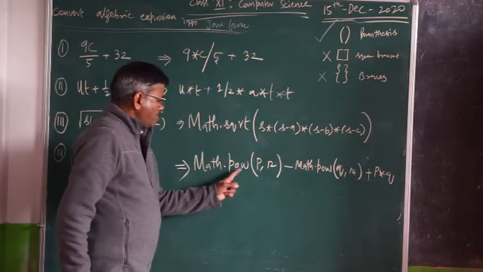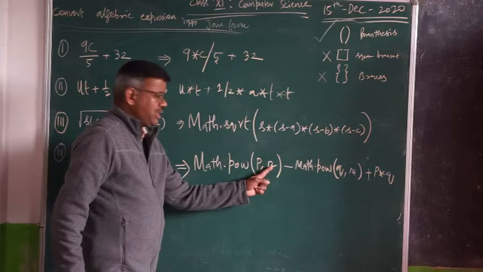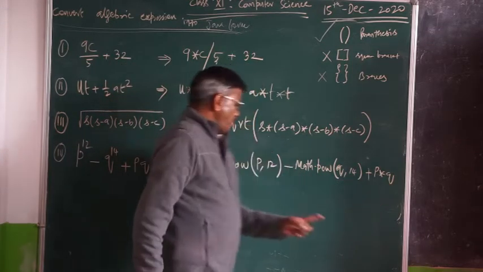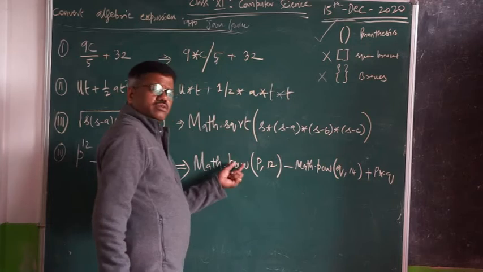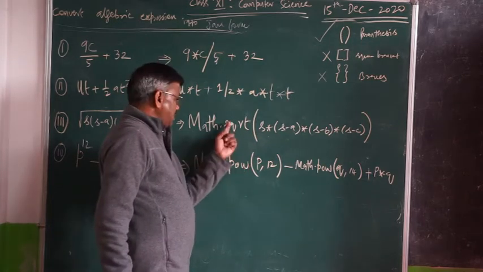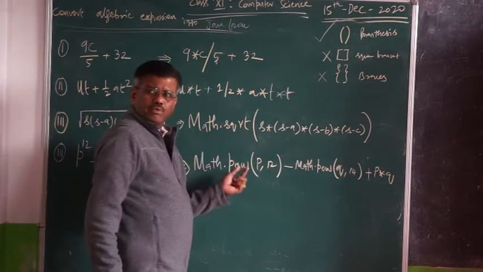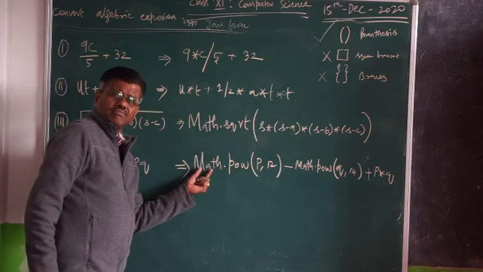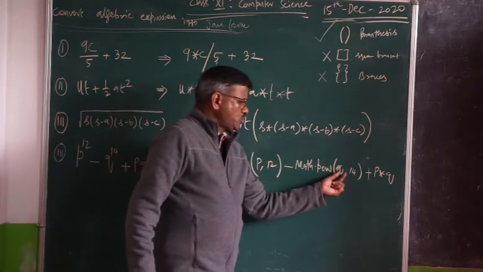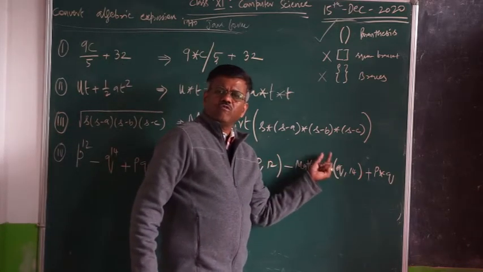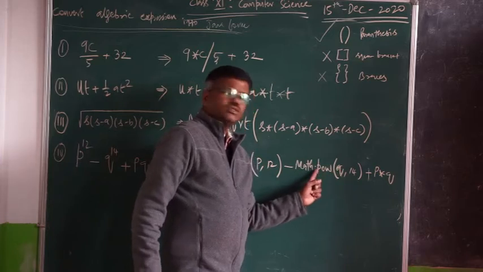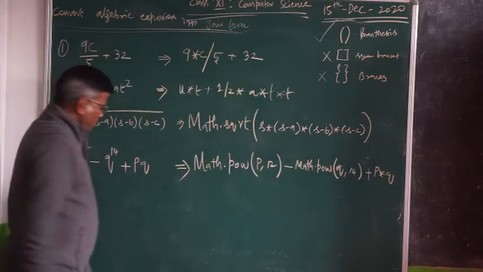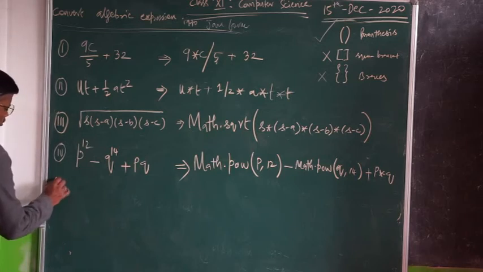Right? P to the power of 12, Q to the power of 14, P into Q. What do you mean by that? So this POW, like SQRT is square root, POW is raised to the power, which is under the class called Math. Similarly, Q to the power of 14 is under POW. Okay, P into Q. Right? Then, one more I'll tell you.